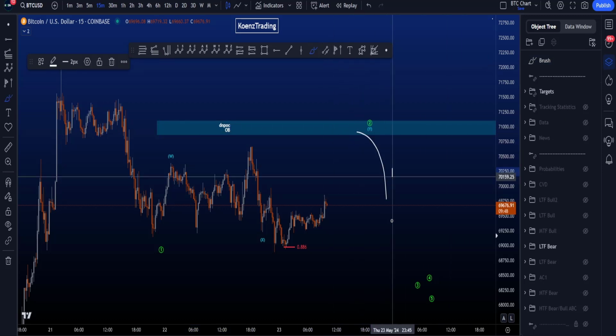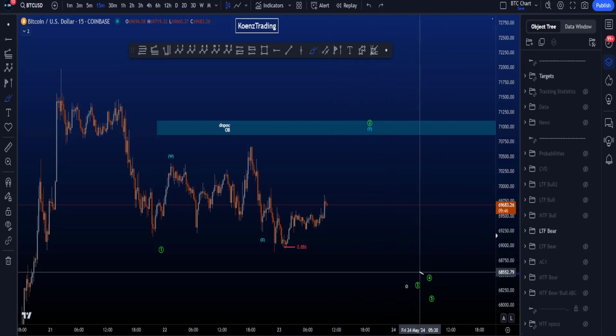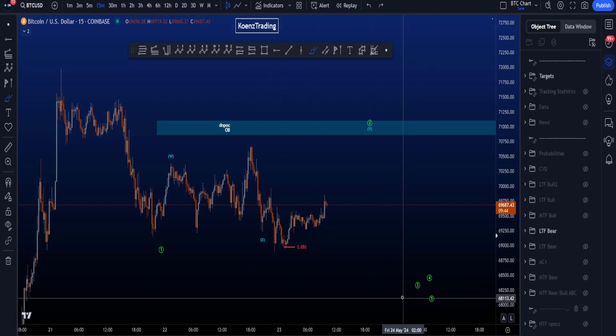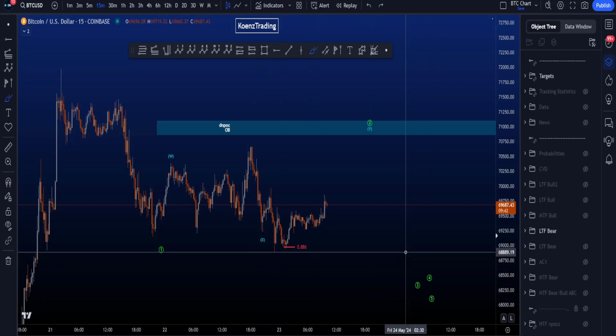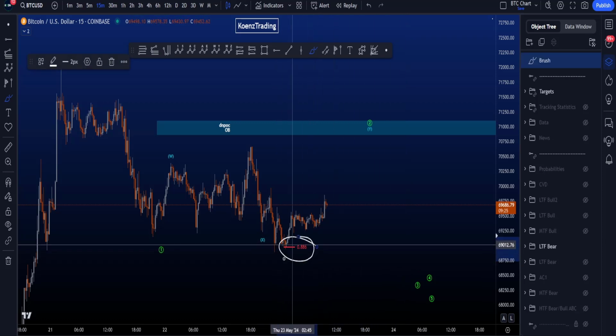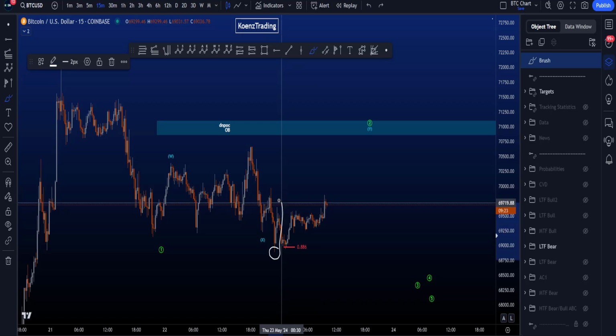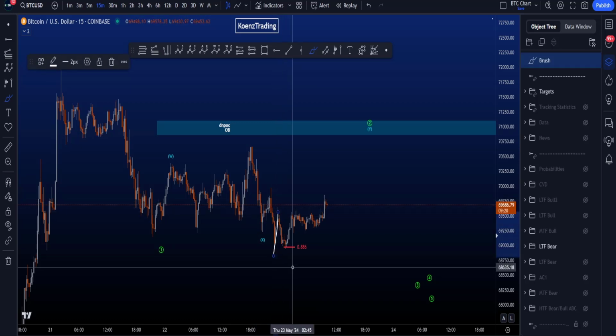After that, we then want to see an impulsive structure to the downside in a wave 3, moving below the lows over here that we have at 68.9k. An important detail on the chart is the 886. This is taken from the low to the high over here of this first structure to the upside.